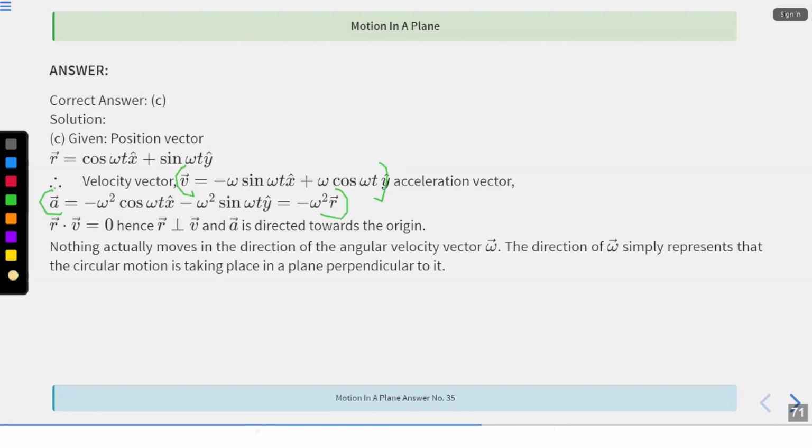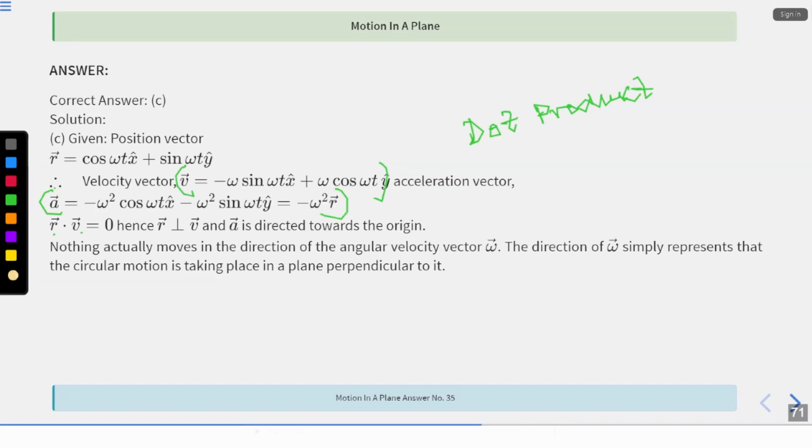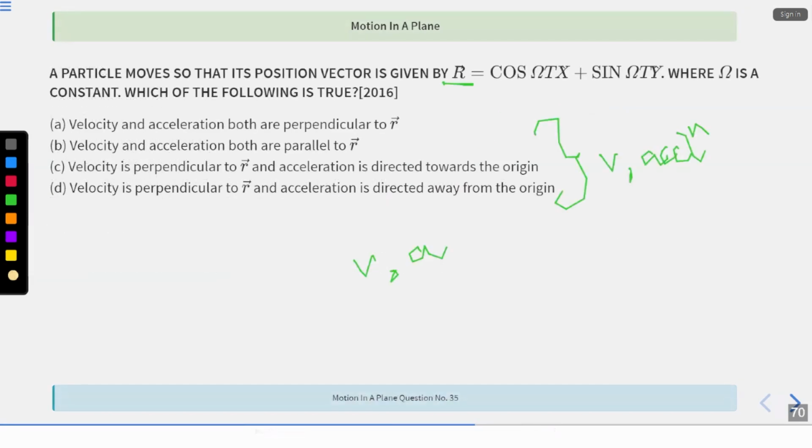To see if they are perpendicular, the best method we could use is the dot product, right? So we'll use the dot product, and here we can see that r dot v is equal to 0. Why? Just multiply: cos omega t times minus omega sine omega t, and then plus sine omega t times omega cos omega t. They'll get cancelled out, so you'll get 0. So therefore, we have the option that velocity is perpendicular to r and acceleration is directed towards the origin.